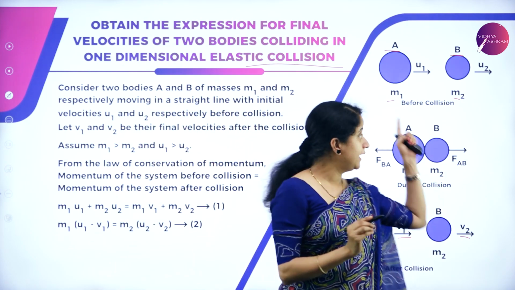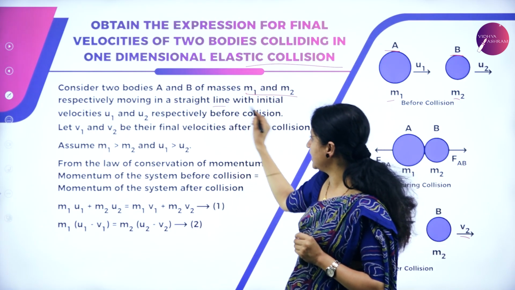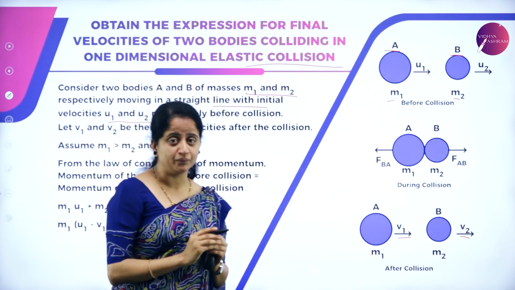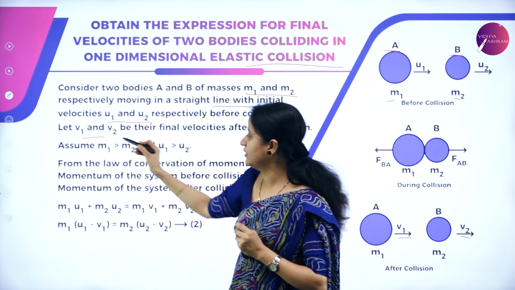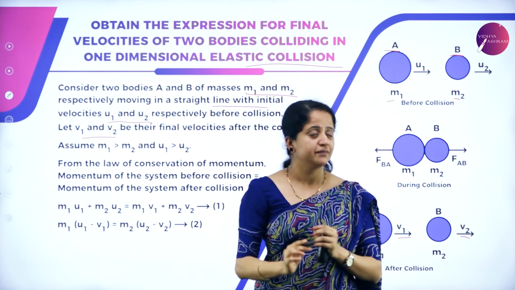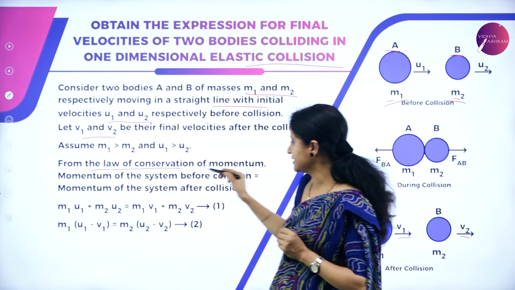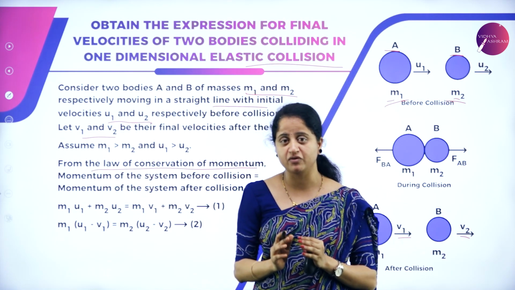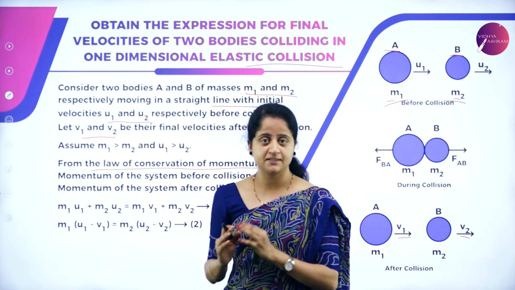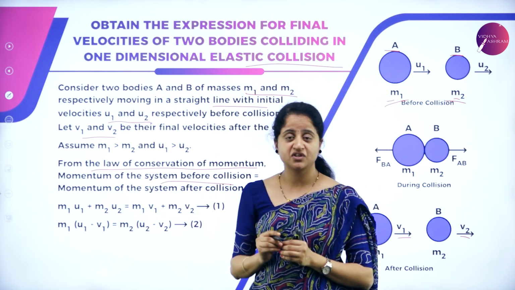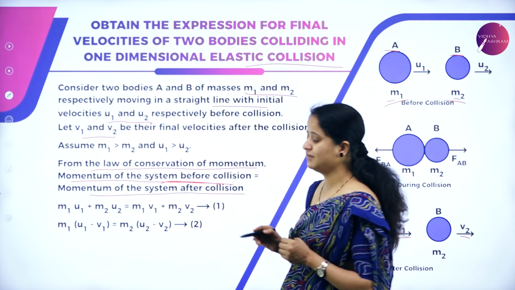Consider two bodies A and B which are having masses m1 and m2 respectively. They move in a straight line with initial velocities u1 and u2. So, after collision, their velocities will change to final velocities and let it be v1 and v2 respectively. So, let us assume now the mass of the first body, that is m1, is greater than m2. And from the law of conservation of momentum, as I mentioned before, in elastic collision of bodies, both momentum and the kinetic energies are conserved. So, here from law of conservation of momentum, we can say momentum of the system before collision is equal to momentum of the system after collision.